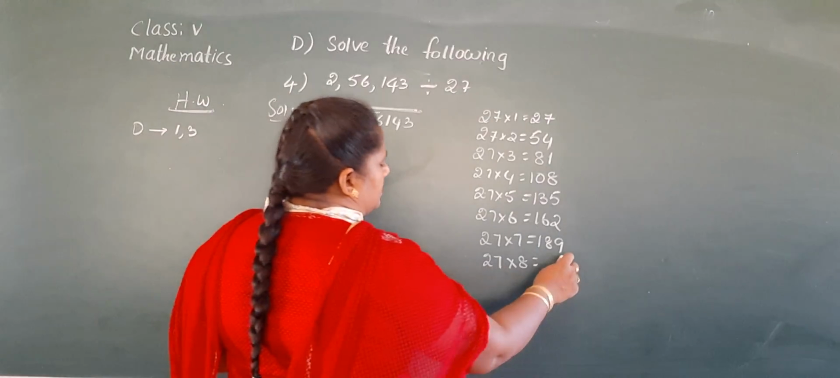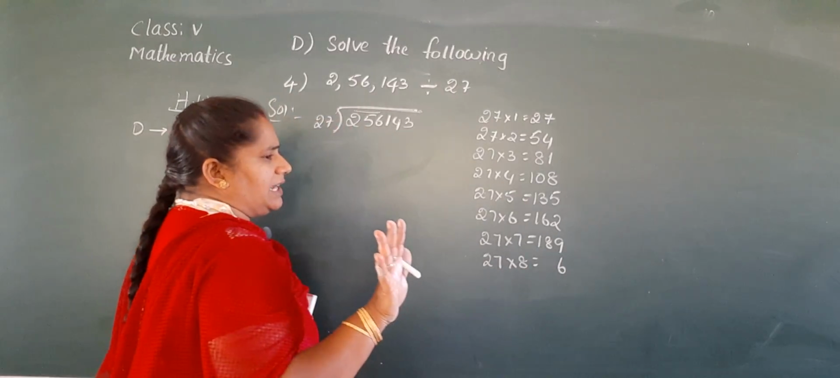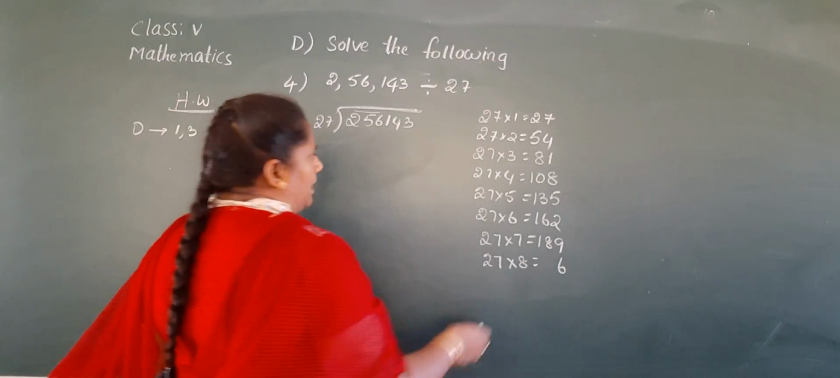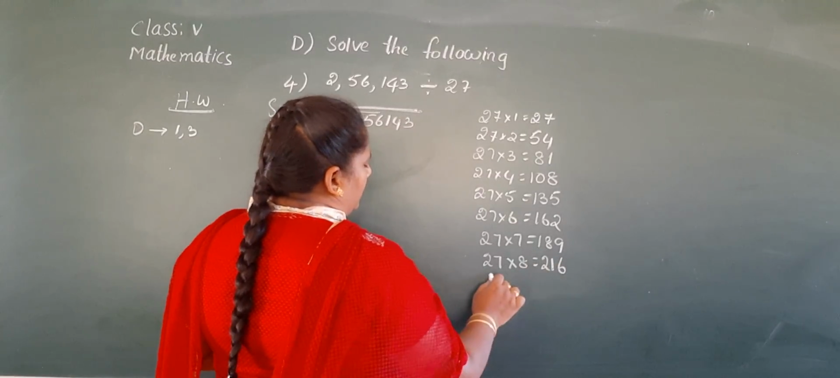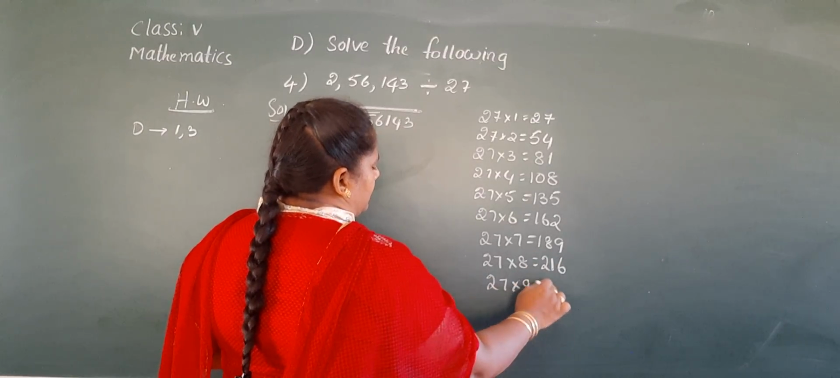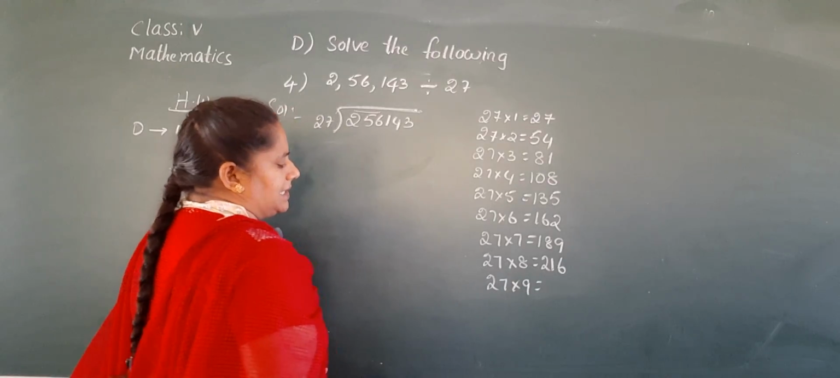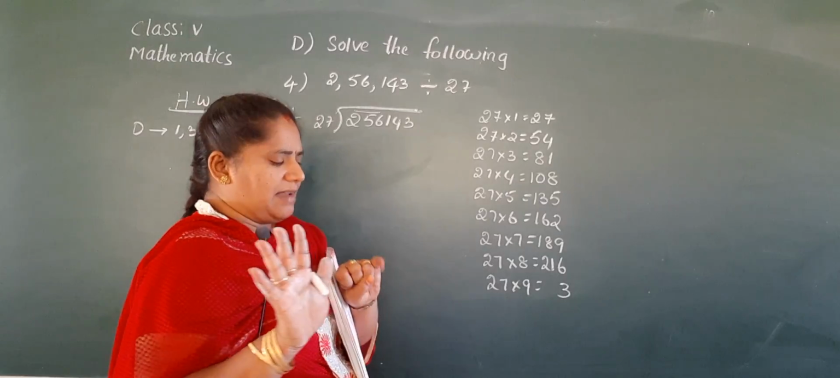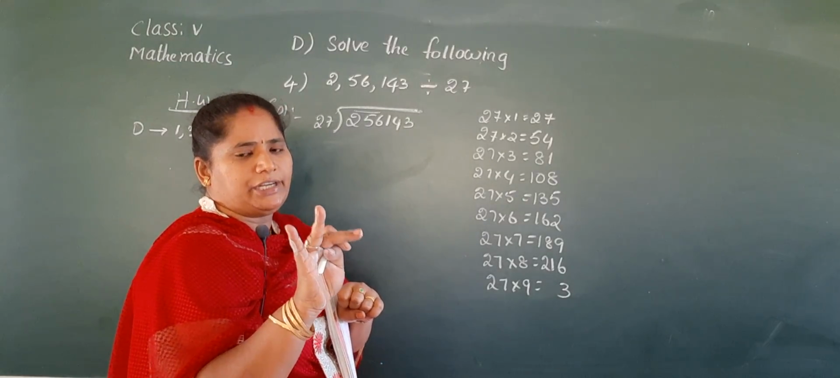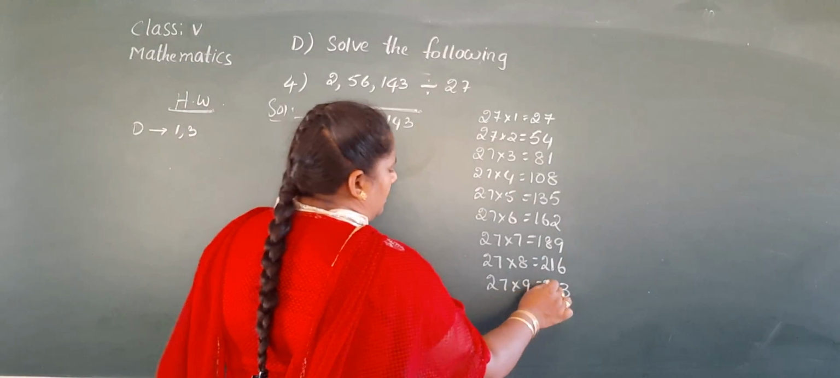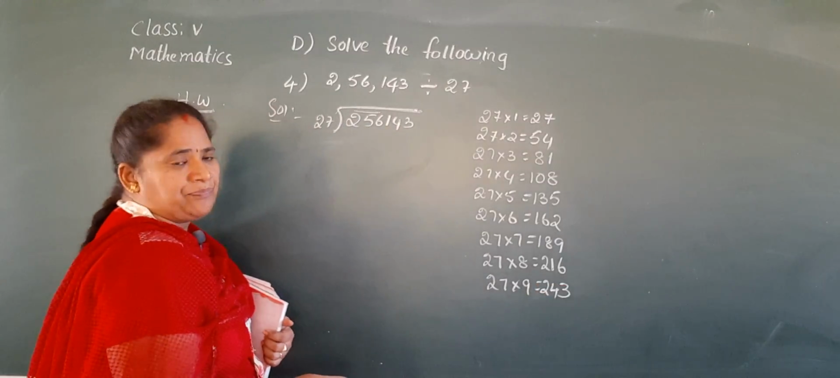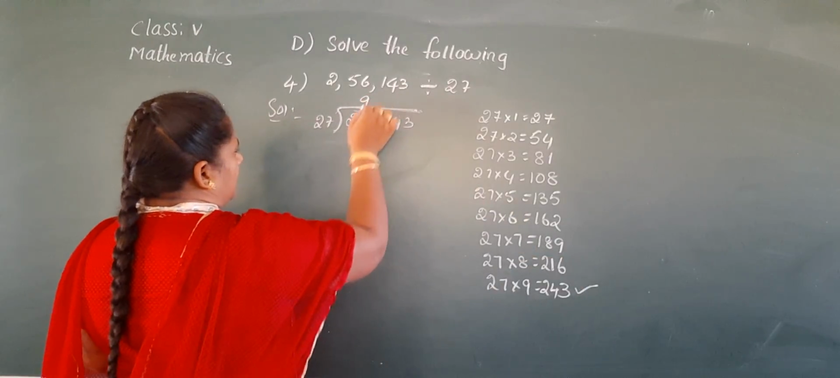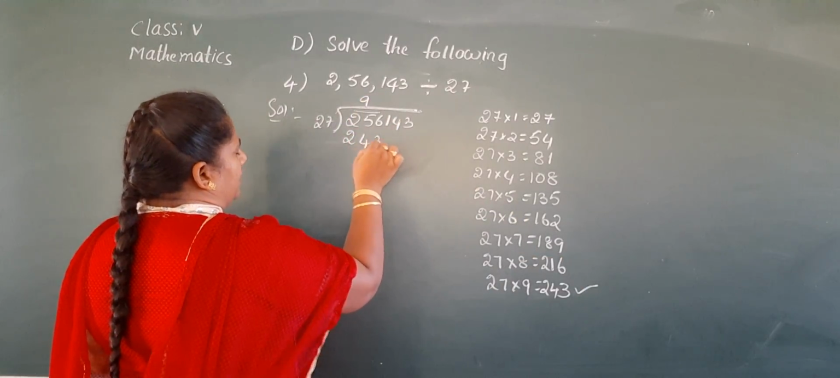5 in hand, 6 is down. 8 twos are 16, 17, 18, 19, 20, 21. 216. Next 27 into 9. 9 sevens are 63. 6 in hand, 3 is down. 9 twos are 18 plus 6, 24. So the number is 243. Yes, it is the nearest number. So you take 9 times, write 9 in the quotient place and 243 down.